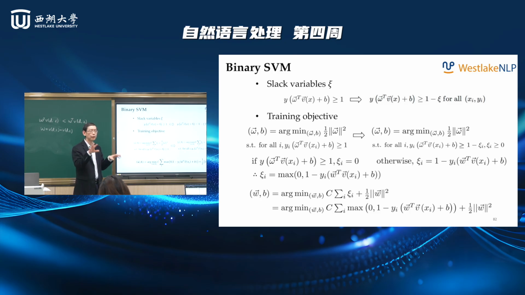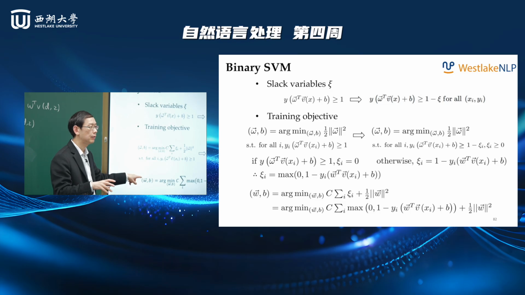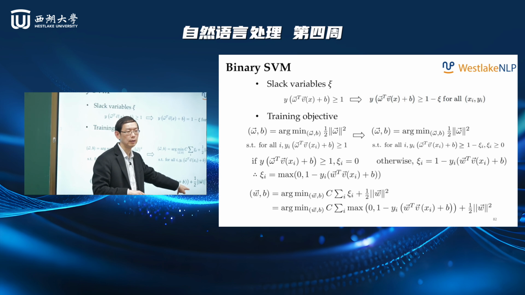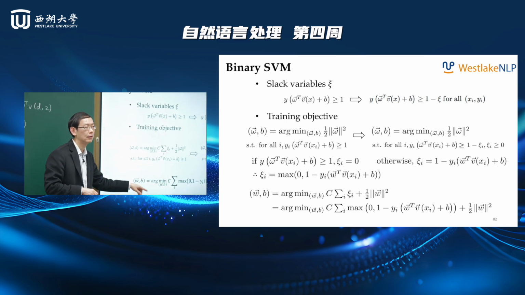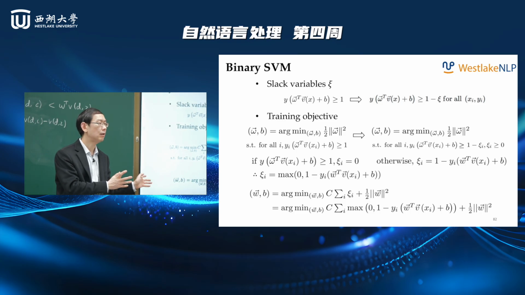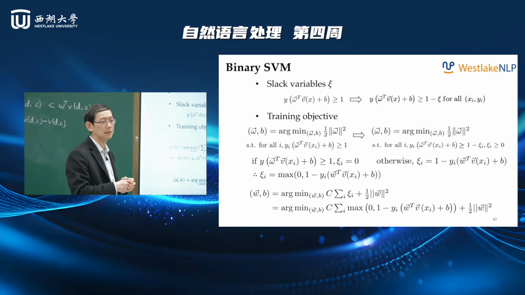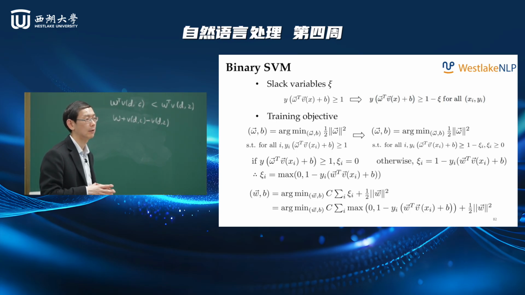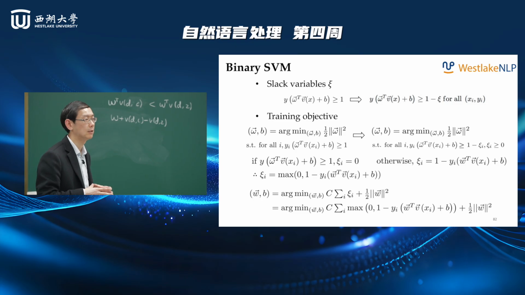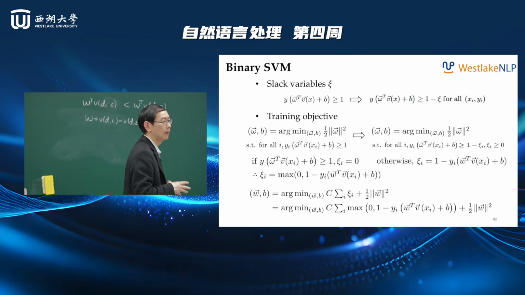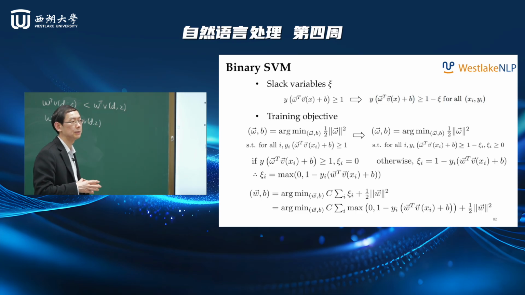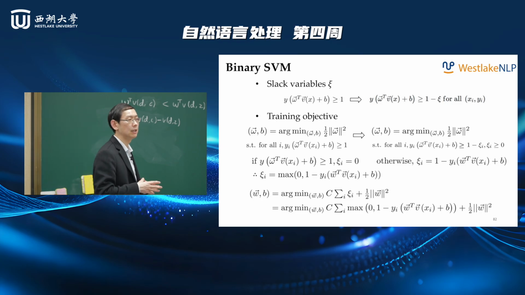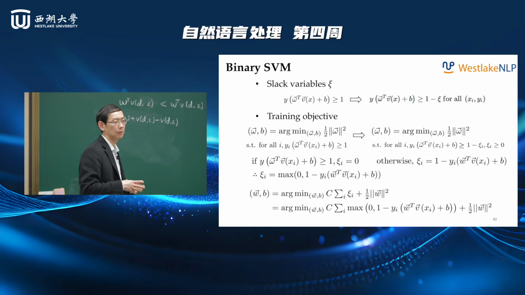But I want to weigh the two things. Maybe you think the violation is more important. Maybe you think the original margin is more important. So I add a constant C. You minimize C times the total slack variable plus the W norm squared. You can ignore the half, it doesn't really matter. So this is the new training objective. It becomes an unconstrained minimization problem.